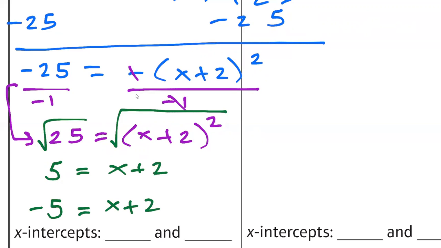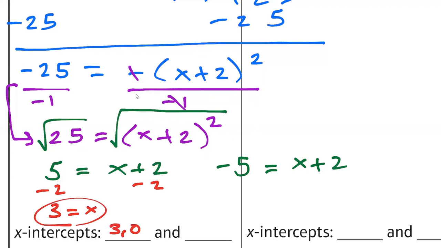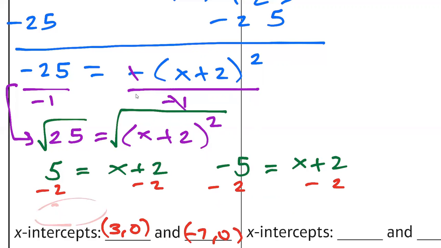Last step, subtract 2 from both sides of both equations. For sake of space, I'm going to move that bottom equation, -5 equals x plus 2, up. I'm going to subtract 2 from both sides of both equations, meaning x is equal to 3. There's one of my x-intercepts, excuse me, value of x that makes y equal to 0. Or x could be equal to -7, which is my other x-intercept. When x is -7, we get a y value of 0. Cool, cool. Let me get out of that so it's easier to see the answers.